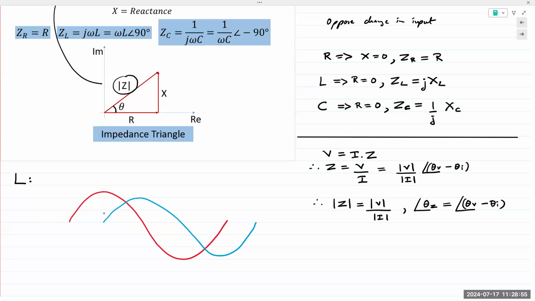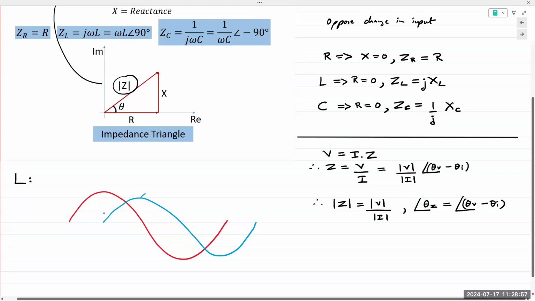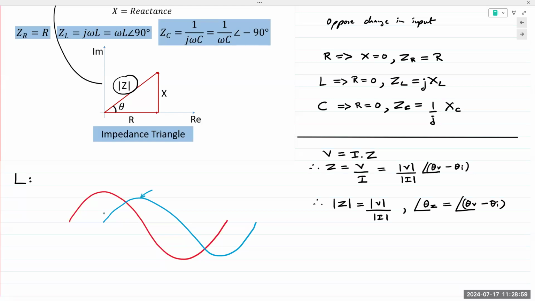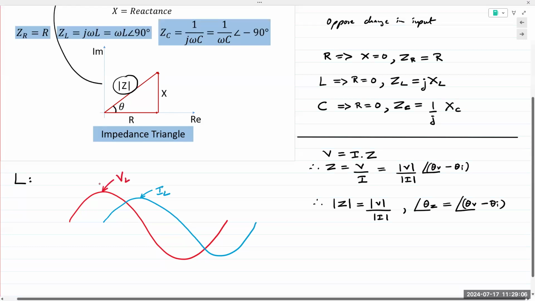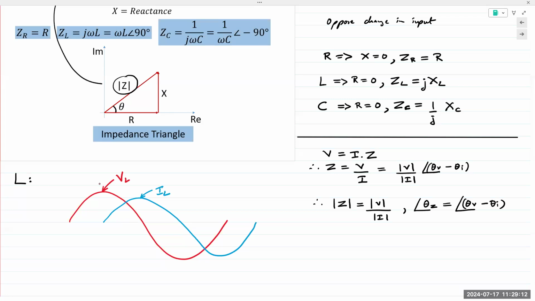Approximately. Let's say this is inductor current IL, and this is inductor voltage VL. The magnitudes don't matter. The height would be different, right? You could apply 10 volts to an inductor and the current could be like 1 milliamp or 5.7 milliamps. So if you try to plot both on the same graph, it wouldn't work. The frequencies, of course, remain the same. The frequencies are not affected by the components.